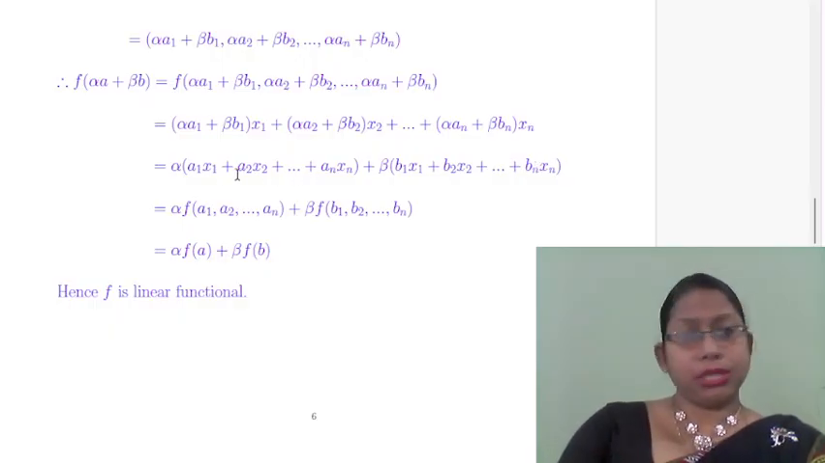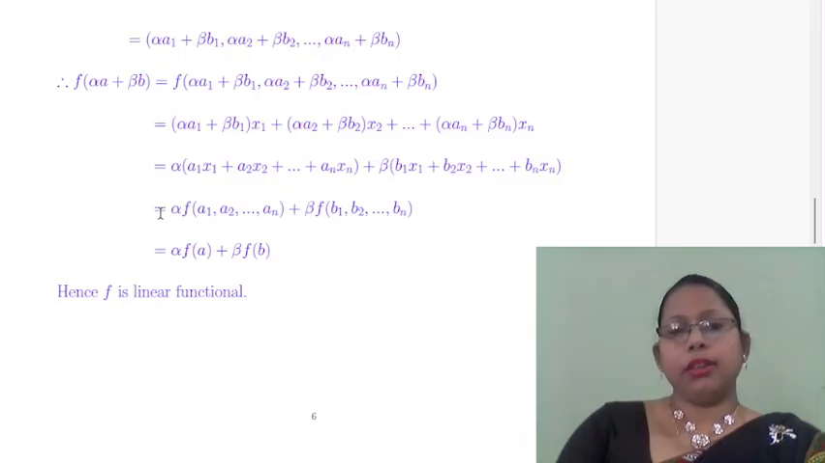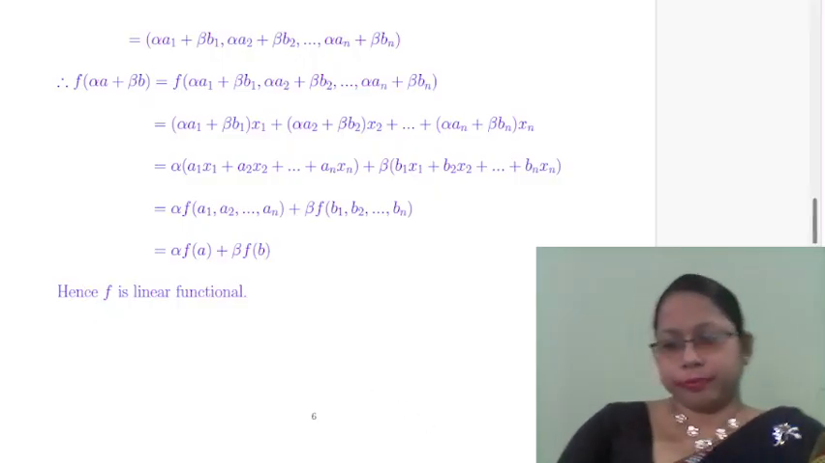Then again, using the definition of mapping, we will get alpha f of (a1, a2, dot dot dot an) plus beta f of (b1, b2, dot dot dot bn). This is your alpha f of a plus beta f of b. Hence, f is a linear functional.